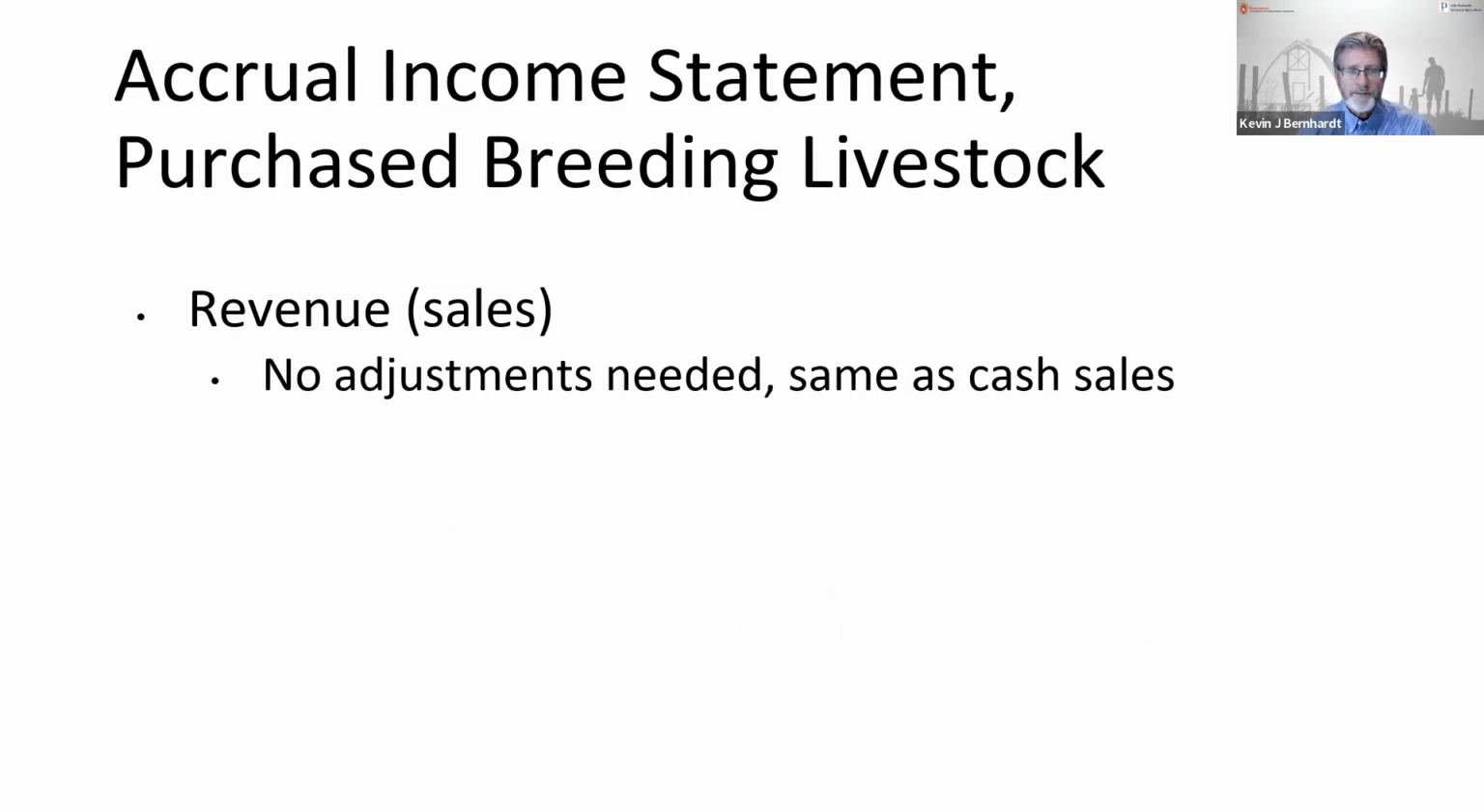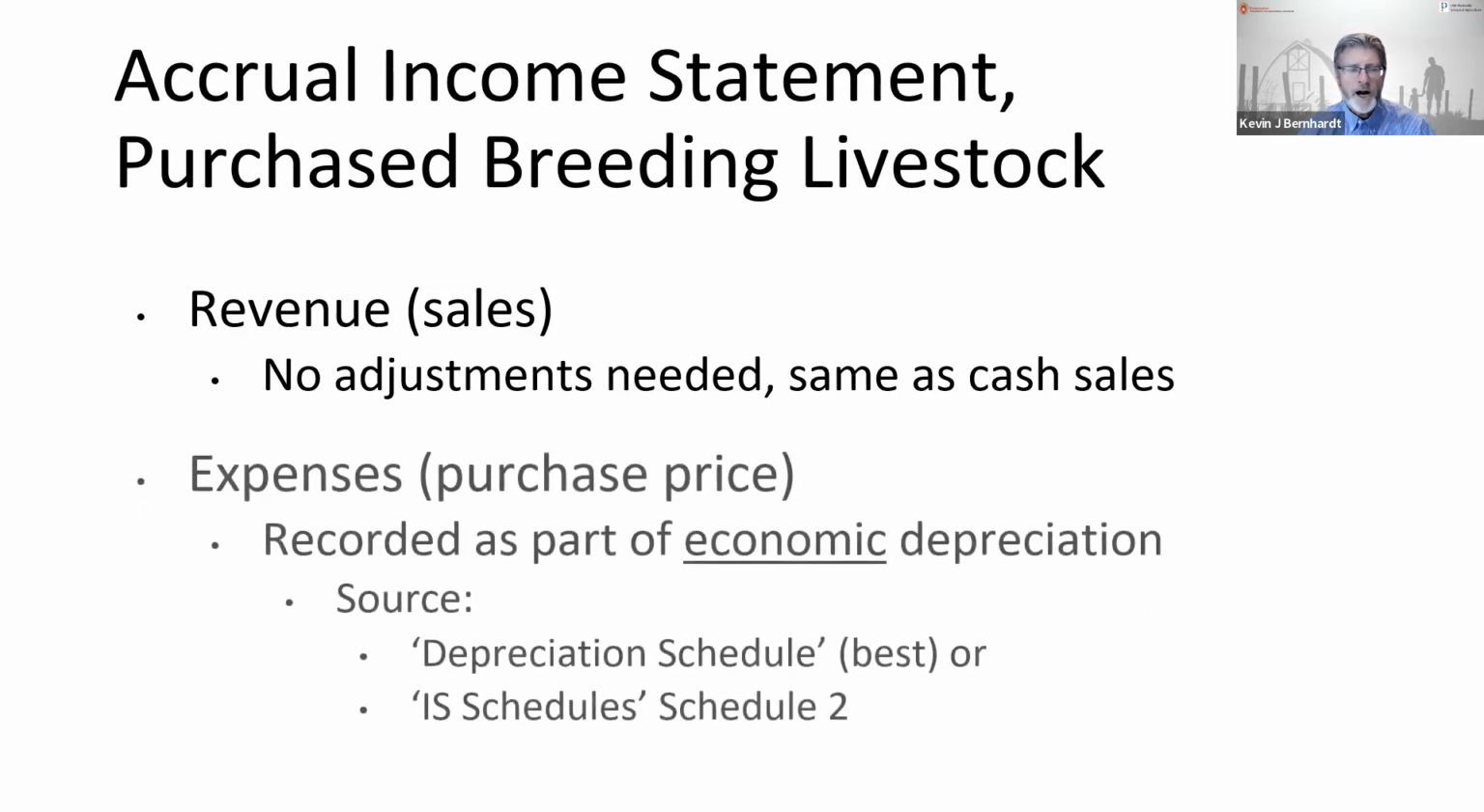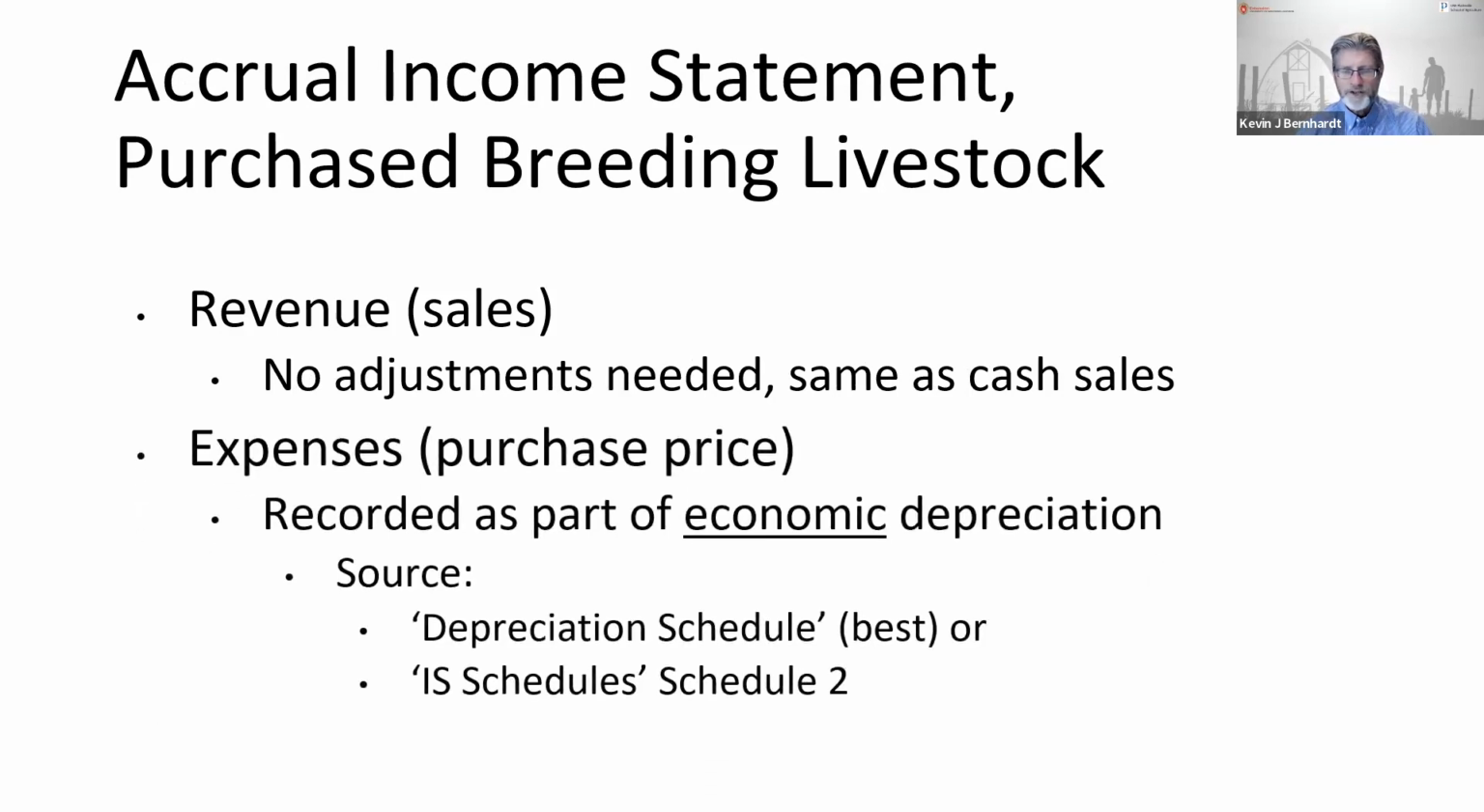The accrual income statement for purchase breeding livestock, on the revenue side, there's no adjustments needed. So we're just going to take what we had as cash sales, and that's just going to carry right straight over to the accrual income statement. On the expense side, we're also going to use it as depreciation expense there, but a different kind of depreciation. So instead of using tax depreciation, we want to use economic depreciation.